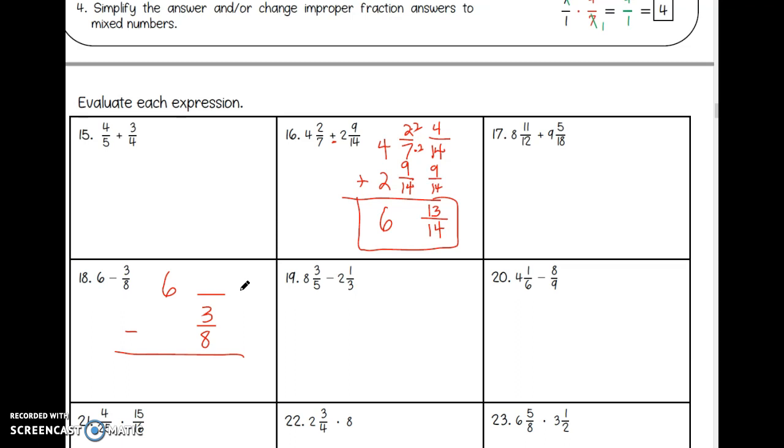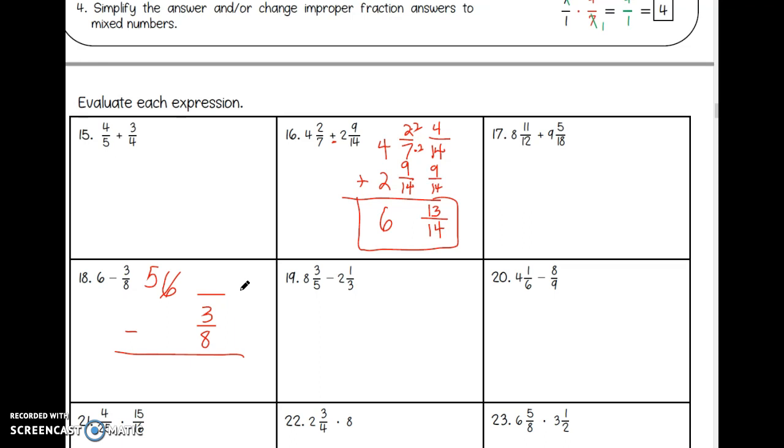Okay, so since I need to subtract, and I don't have anything to subtract from, I have to go over to my whole number and borrow. So I'm going to cross out my 6, and it's going to become a 5. I borrowed a whole number. Remember, it's going to turn into a superhero fraction. It's going to come over here. My 1 is going to transform into a fraction.